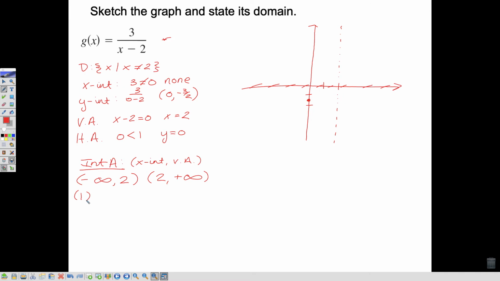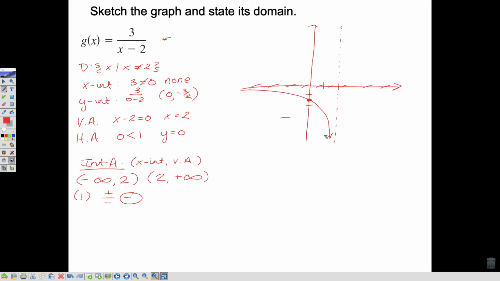Put 1 in the original equation. The top is going to be positive regardless, because there's no variable. The bottom's going to be negative. So the whole thing is negative, so down here. We almost should have known that because we have a y-intercept and we have to go through it. So it'll be like this. Always at a vertical asymptote, the graph either goes to positive infinity or negative infinity. It doesn't just stop.